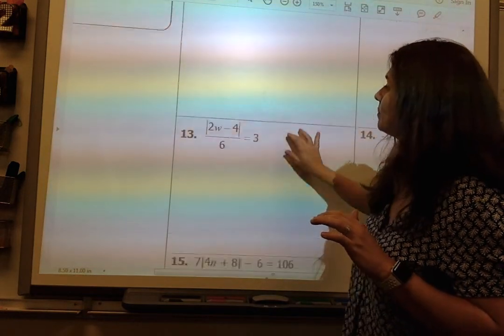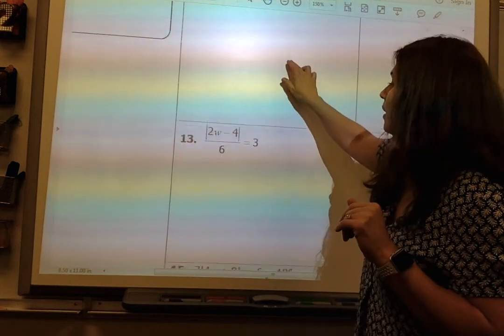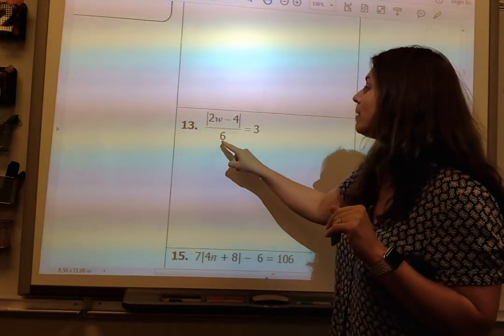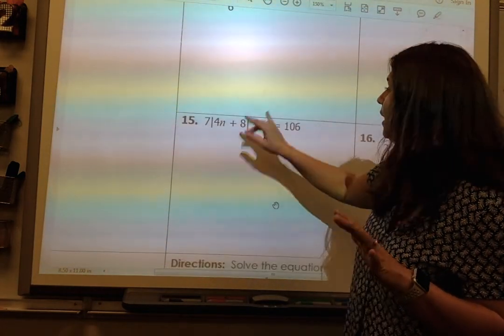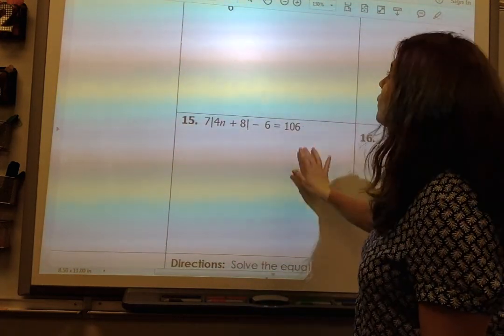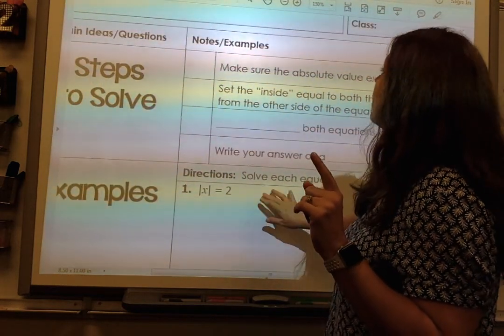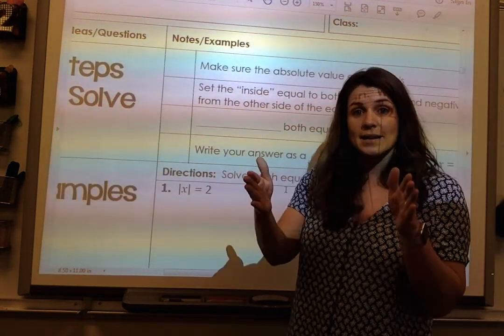Number 11, I've got this 6 here. It's not isolated. Number 13, I've got this dividing by 6, not isolated. And number 15, I've got this 7 and negative 6, not isolated. So that's what step 1 means. Step 1 is saying make sure that the absolute value bracket is isolated.